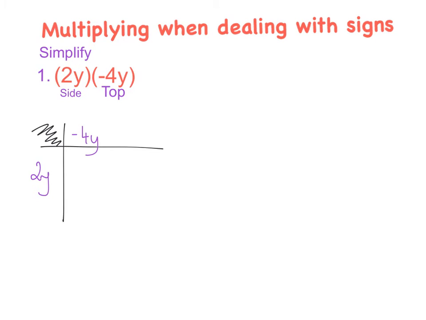So first things first, I'm going to check out the signs and see what that will work out as. So this is a plus 2y, and this is a minus 4y, and a plus by a minus gives me a minus. So now I follow through the same steps. The numbers 2 by 4 gives me 8, and the last step is the letters. Y multiplied by y is the same as x multiplied by x. Y by y gives me y squared.